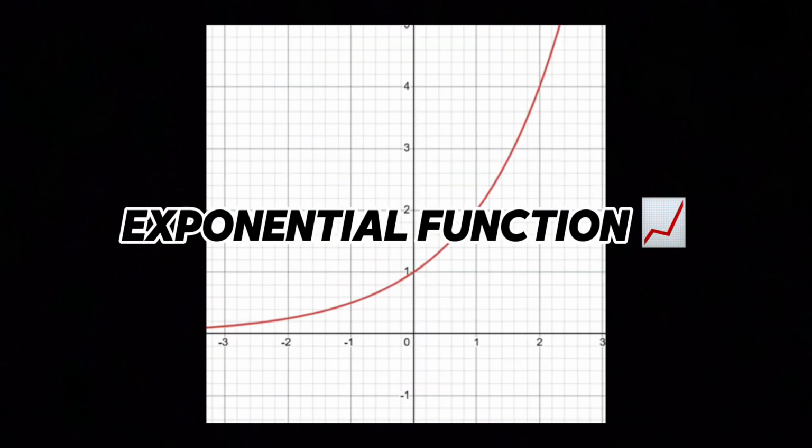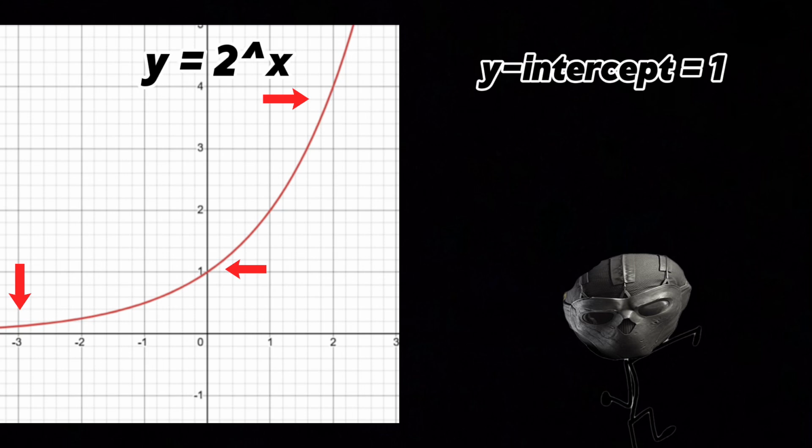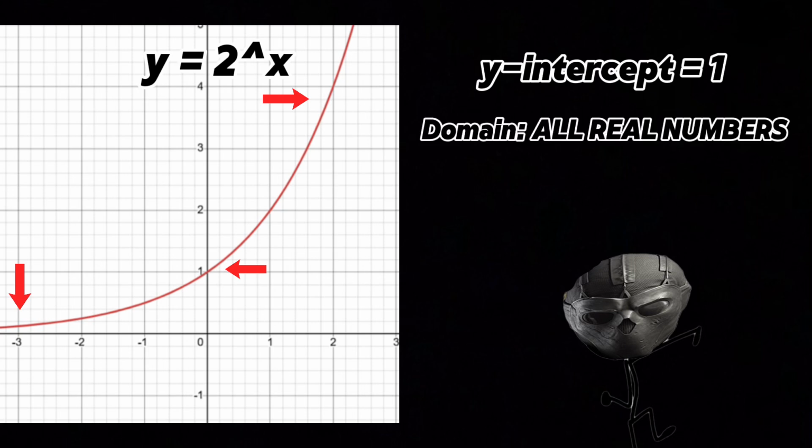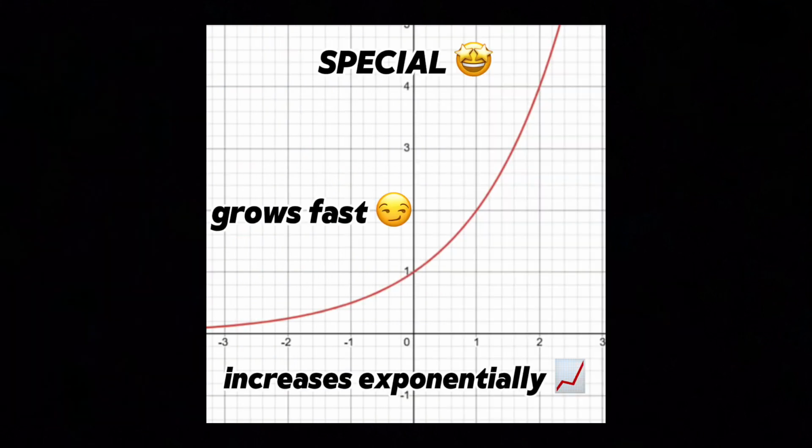Here's the exponential function, y = 2 to the x. Its graph starts near the x-axis and rapidly increases as x gets bigger. The y-intercept is at 1, and the domain is all real numbers. The range is y greater than 0. It's special because the rate of change increases exponentially, making it grow faster than any polynomial.